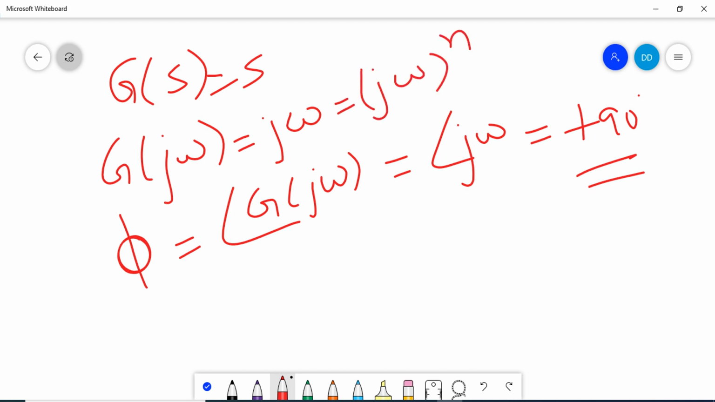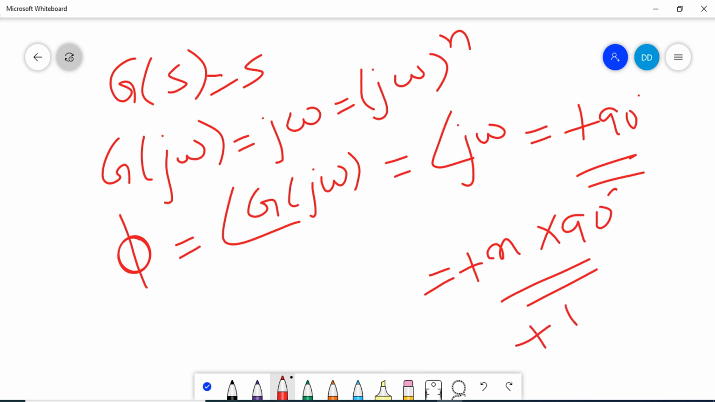And our phase angle becomes n into 90 degrees. So if we have two zeros, then the phase angle is plus 180 degrees. If we have three zeros, then our phase angle is plus 270 degrees and so on. So now we will see how the plot of magnitude and phase angle looks like for zeros at the origin.